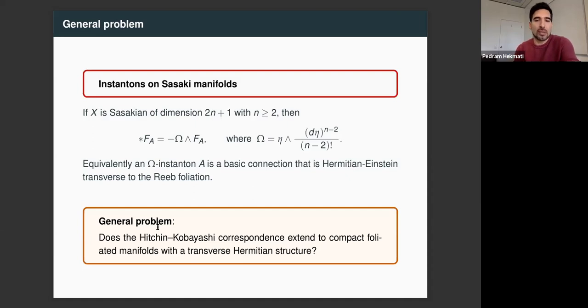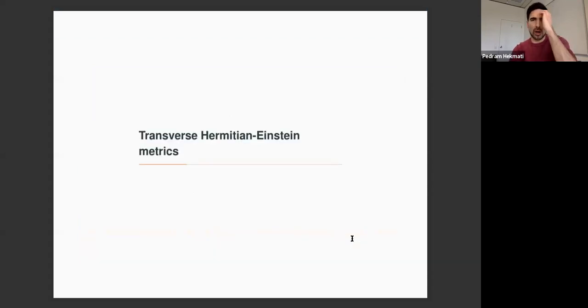So this naturally raises the question whether this Hitchin-Kobayashi correspondence extends not just to Sasakian manifolds, but more generally to any compact foliated manifold with a transverse Hermitian structure, so more general than Kähler. I guess the bottom line here is that the answer to this question is yes, you need some condition on the foliation, namely that it's taut. In particular, Sasakians satisfy that condition. Other examples, of course, are 3-Sasakians or co-Kähler structures. So there are a lot of interesting examples that satisfy the requirements for extending this Hitchin-Kobayashi correspondence to the foliated setting.